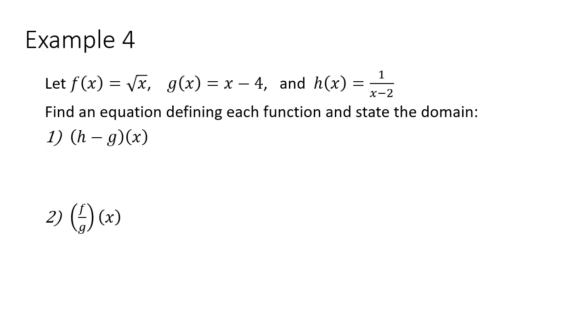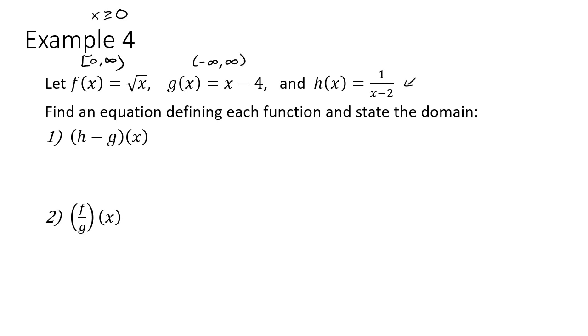So f is square root of x. So we need the inside of that square root to be greater than or equal to 0. So f's domain would be 0 to infinity, 0 included, because square root of 0 is fine. G of x is the line x minus 4. No x's in square roots, no x's in denominators. This one has the domain of all real numbers.